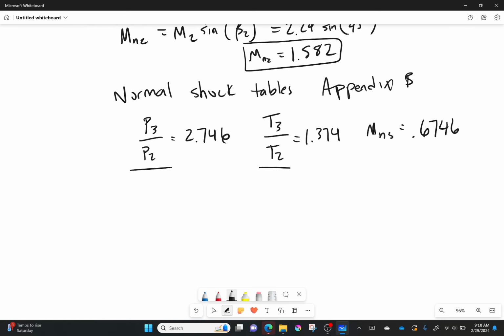And by having this and this, we can already calculate what our temperature will be at the end, as well as what our pressure will be at the end. So we're doing really good here. We only have a little bit more to go. So let's go ahead and calculate our Mach number, and then we'll calculate our pressure and temperature. The final thing we'll do is we'll calculate that wave angle.